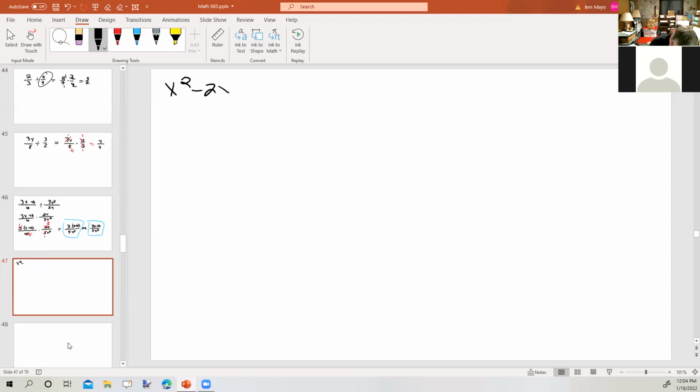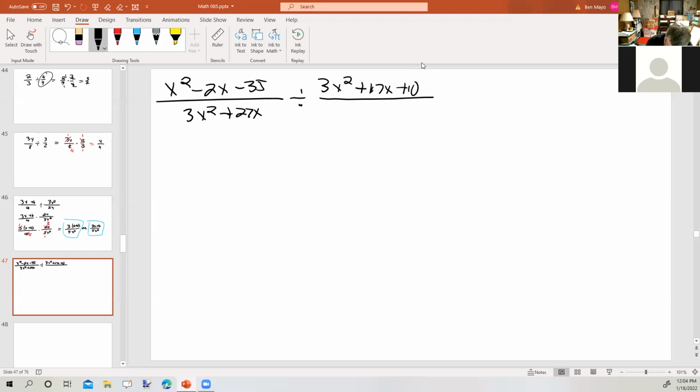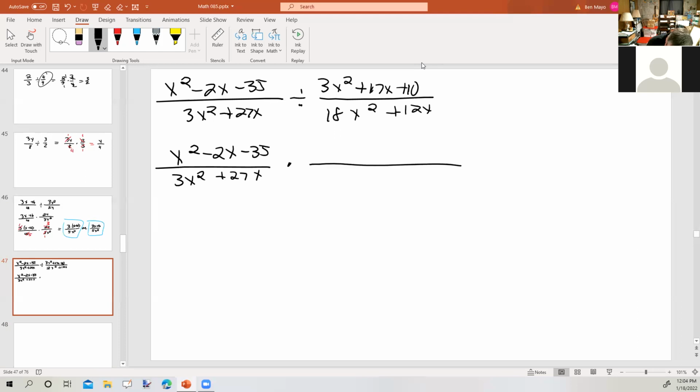x squared minus 2x minus 35 over 3x squared plus 27x, all divided by 3x squared plus 17x plus 10, all over 18x squared plus 12x. First of all, I'm going to change dividing by a fraction to multiplying by its reciprocal. So the first fraction remains the same, times the reciprocal. Okay, now we've got to factor everything.